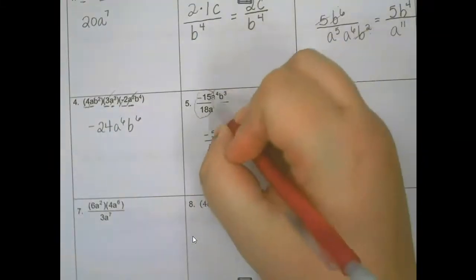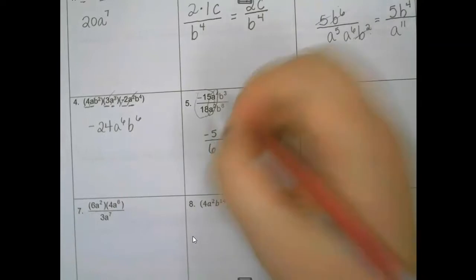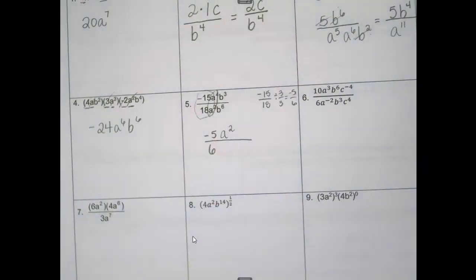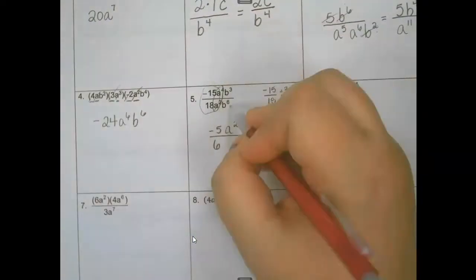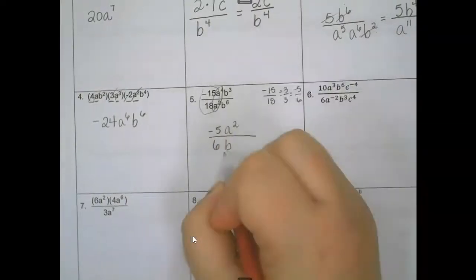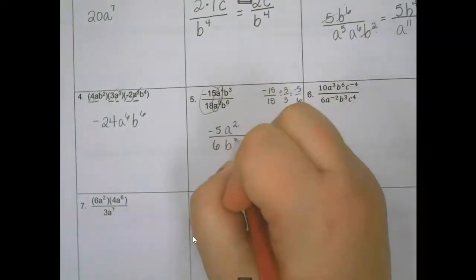Then I'm going to do my a's. A to the 4th minus a squared is going to be a squared on top because a to the 4th is bigger. Then I'm going to have my b's. The 6 is on bottom and it's bigger than my 3, so it goes on bottom. 6 minus 3 is 3.